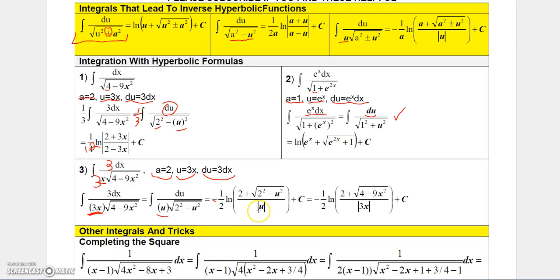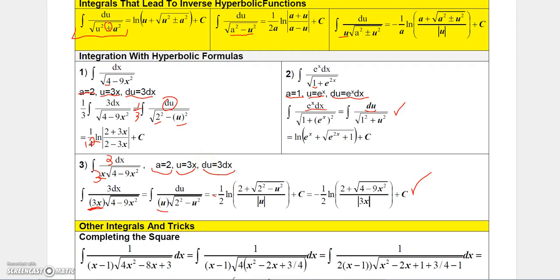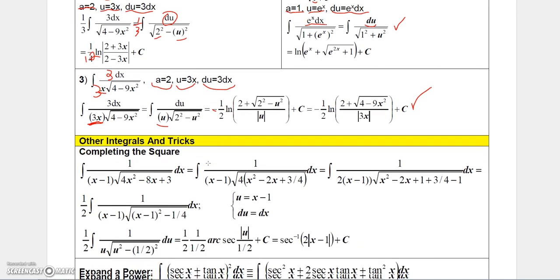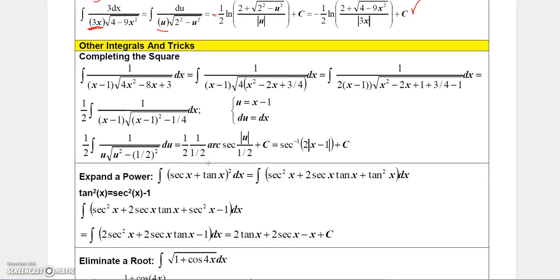And then the last step, just replace u with 3x. So I end up with minus 1/2 times the natural log of 2 plus the square root of 4 minus 9x squared over the absolute value of u, which is just the absolute value of 3x. And then, of course, plus your constant. Now I want to finish this with some other integrals and tricks. Take a look at this one.